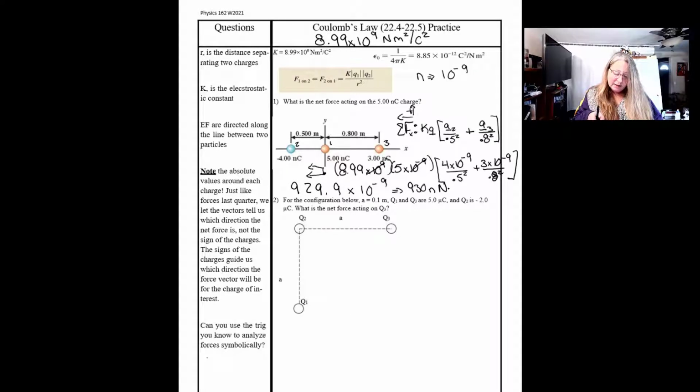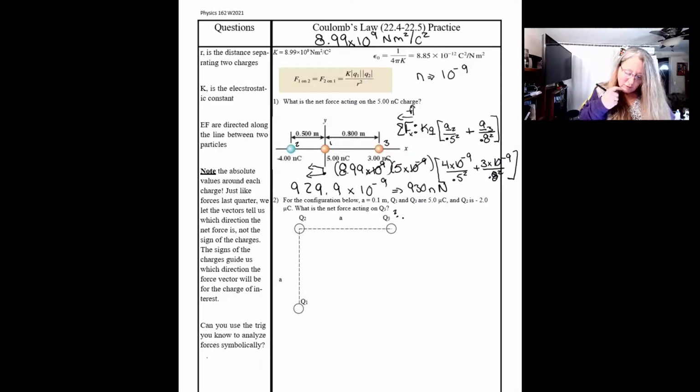All right, so pause this, and let's now take a look at problem number 2, where we have these charges arranged, and what do we want? We want the net force acting on Q3. So pause and come back.